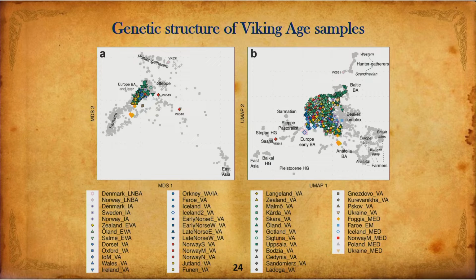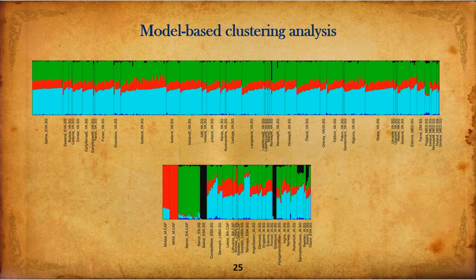And indeed, that's what we find in this slide. This is what we call admixture analysis. These are all 400 Vikings grouped based on their geographical origin. And what I want you to take from this graph is just that they're all very similar and they all have these three colors basically.